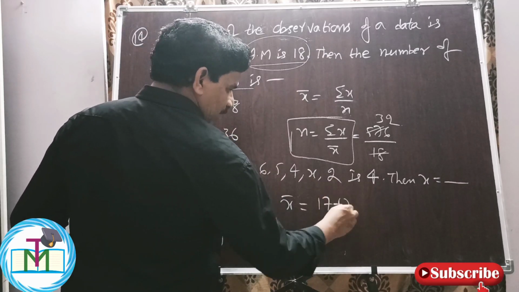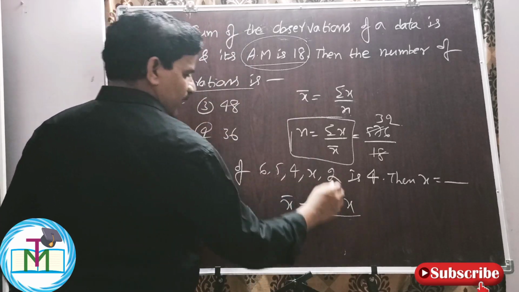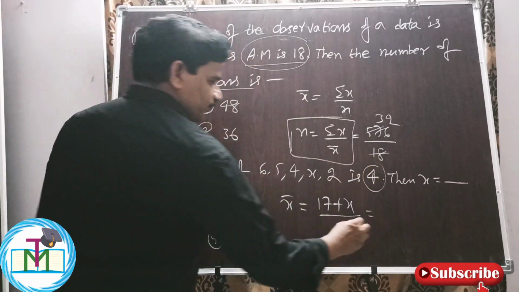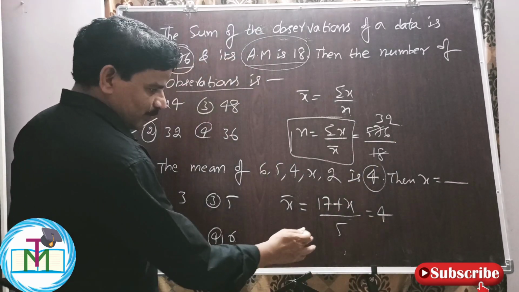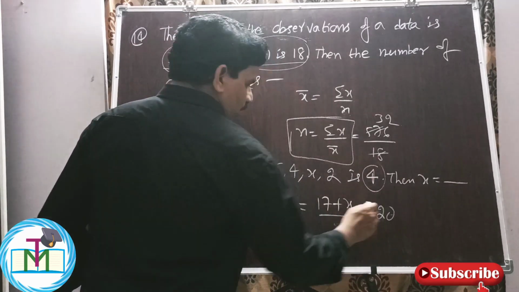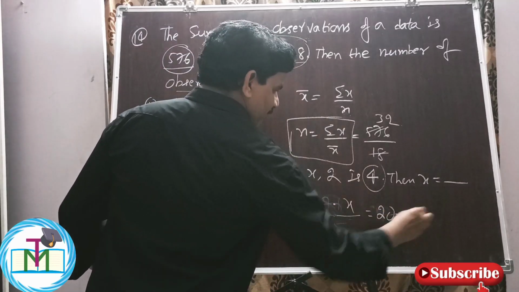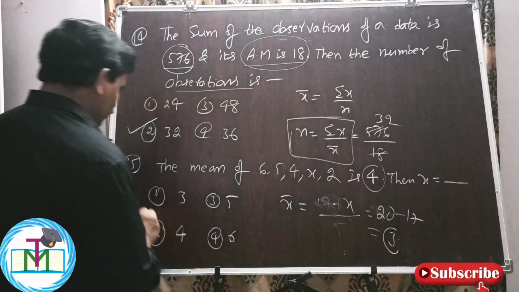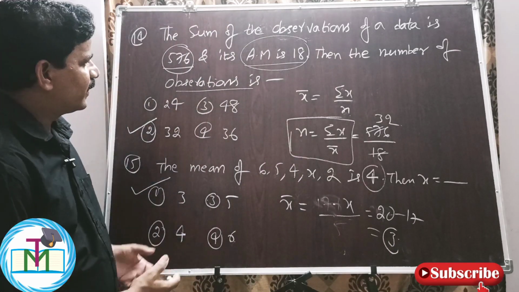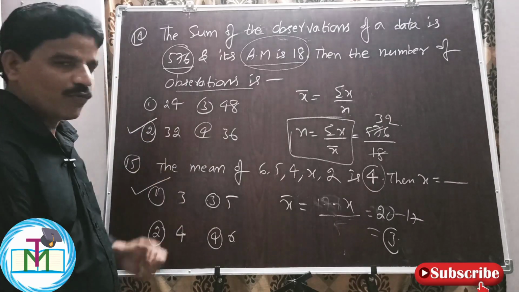17 plus one more value, x, divided by how many values are there? 1, 2, 3, 4, 5. The mean value is already given, which is equal to 4. Therefore, by cross multiplication, 5 comes here, 5 into 4 is 20. Now 17 goes that side, so 20 minus 17 is 3. Option 1 is the right answer. Most problems are asked on very simple concepts and simple formulas. You can easily answer this type of question.